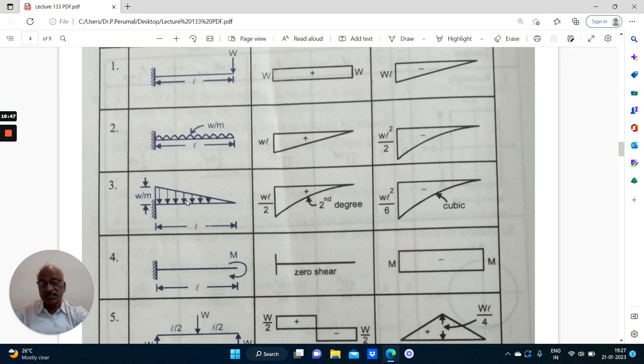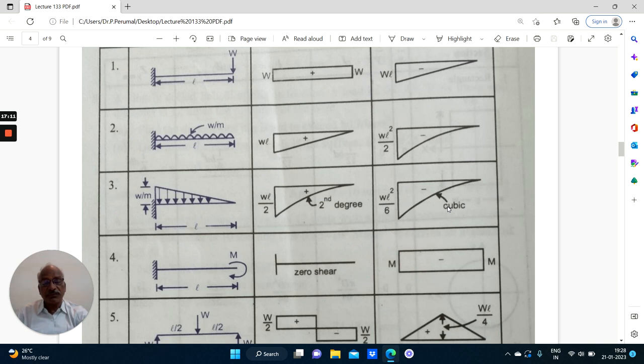On the same basis, if you continue, the shear force diagram will be a second degree curve, and the maximum shear force is WL by 2. WL by 2 means it is a total load. Total load is half into L into W, that is WL by 2. Bending moment diagram will be cubic. It will be a cubic curve.